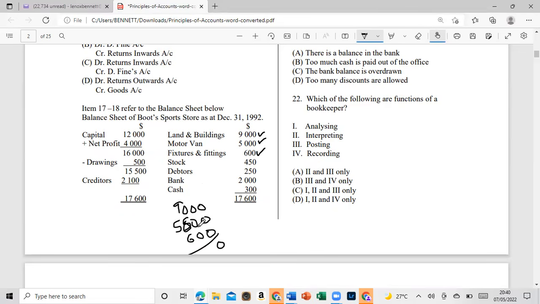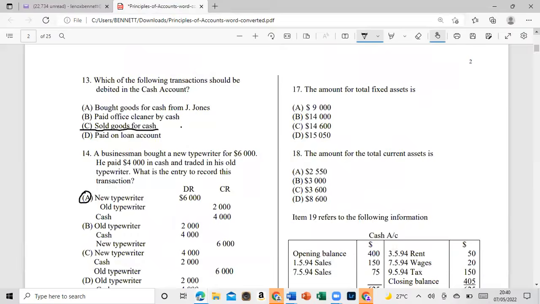All right, so 0, 0, another line. This is our 6 here. 1, 2, 1, 0, 0. This line was a 600, because this is 0. So 6 right there, and 9 and 5 is 14. So that should be 14,600. So the fixed assets would be the land, the motor vehicle, and the fixtures and fittings. Those fixed assets are 14,600. Let's see if that is up there. Of course, it's there, and that would be C.